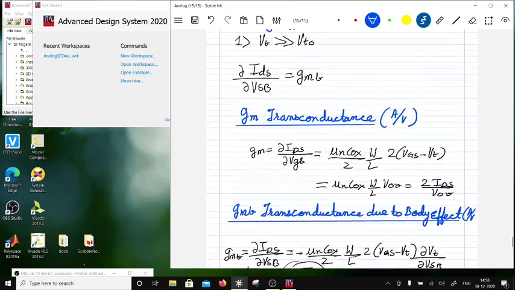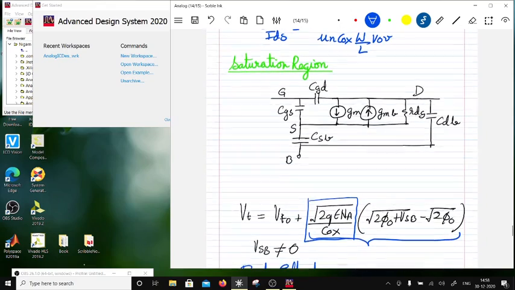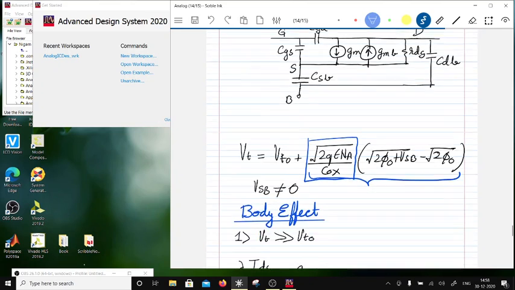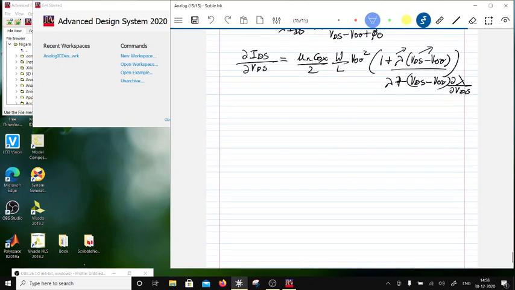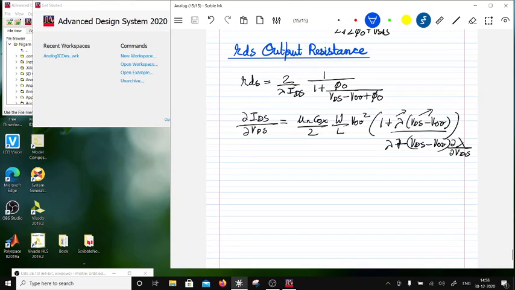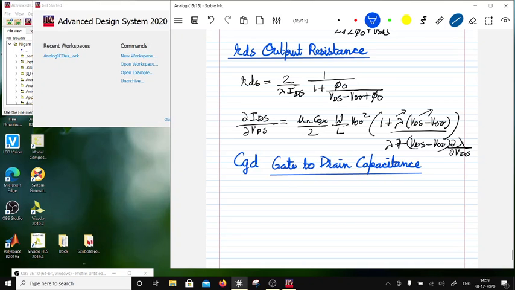Now let's go to CGD, which is also called the Miller capacitance, and this CGD is responsible for the gain roll off, the first corner frequency. Okay, so let's see what that is going to be. So I'm going to talk about CGD. CGD is going to be the gate to drain capacitance.